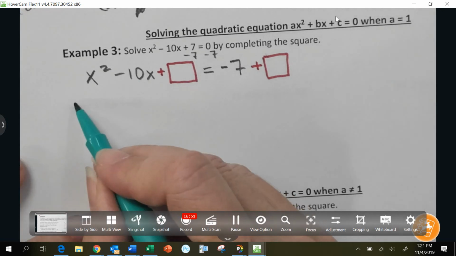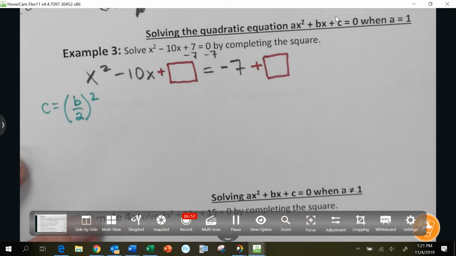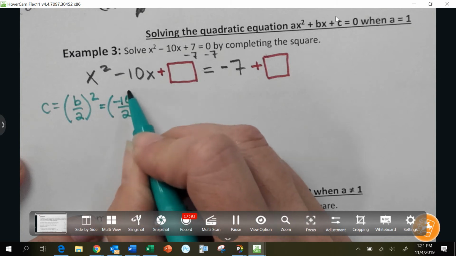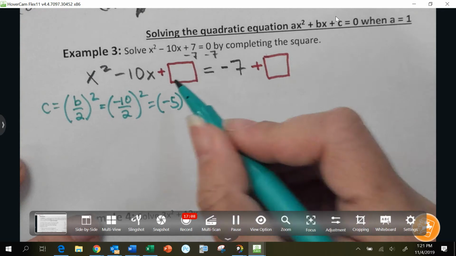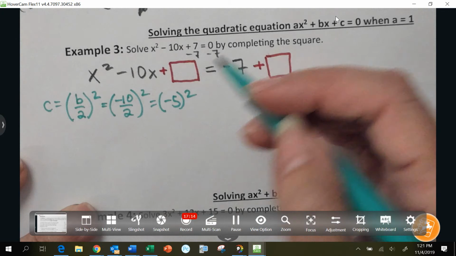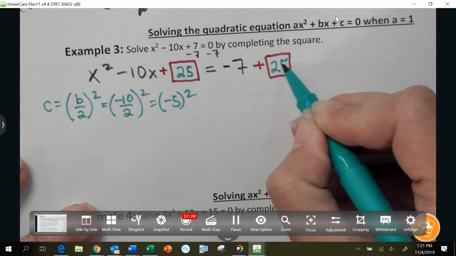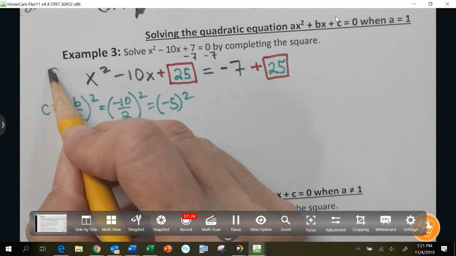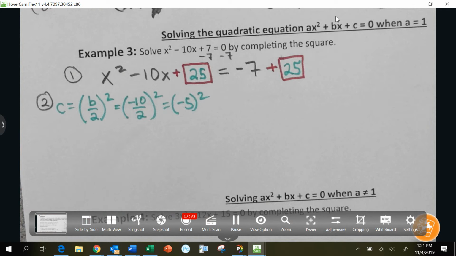We're going to do, so I'll say over here, C equals B over 2 squared. So what is my B? So I do negative 10 over 2, which is negative 5, and I square it. And what goes in the box? In the square. 25. Because you got to square it. 25. And if I add it to one side, I have to add it to the other side, 25. Okay, so the first thing I did was move the 7 over and put boxes in. The second thing I did was find that C value with the formula you guys created.